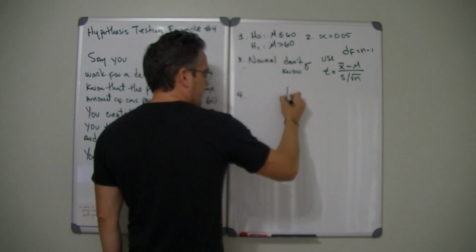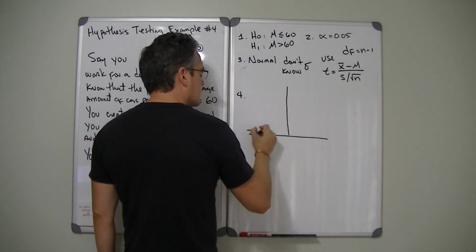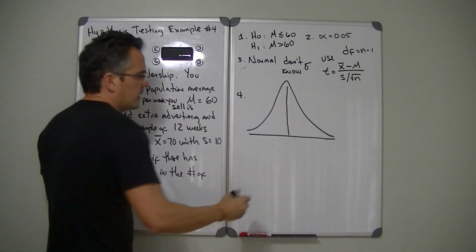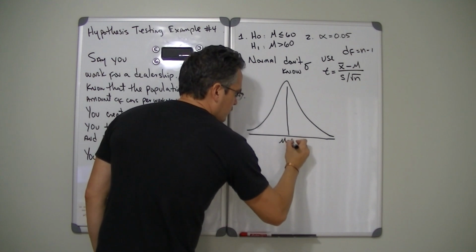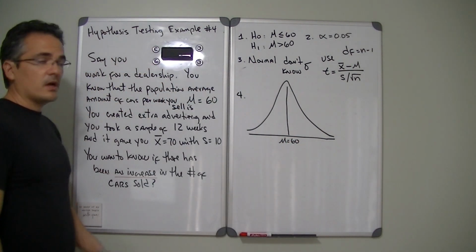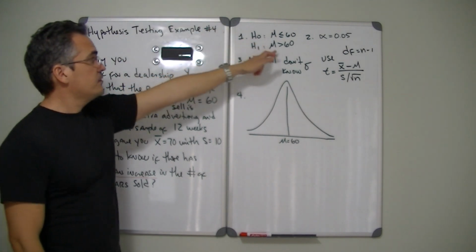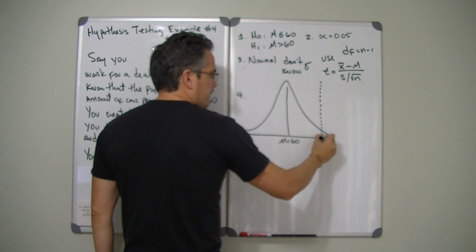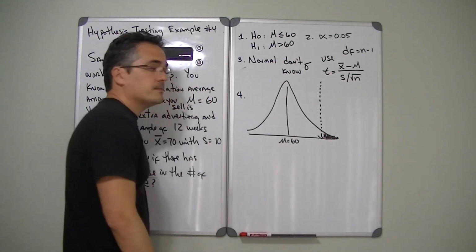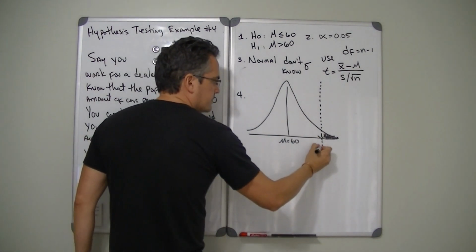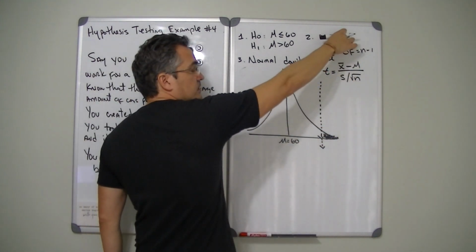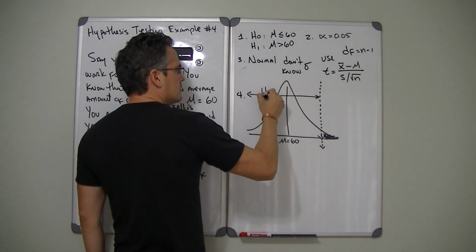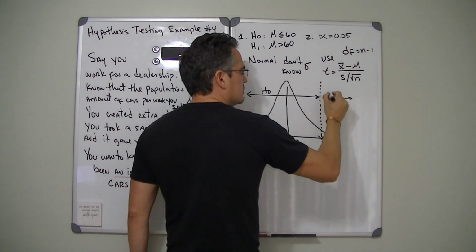Now in step number 4, I like to draw the graph. And again, I draw the graph so that you can figure out what's going on. Once you figure out how to do this, you don't really need to draw the graph anymore. Alright, so because we've set up H1 as greater than 60, then we need to create a critical value here for our rejection area. Now our critical value depends on this alpha that we selected up here. So we need to create an area for H0, and then we need to create an area for H1.